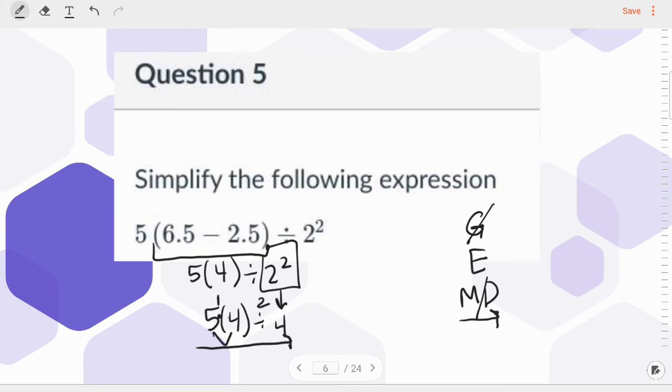So 5 times 4 is 20. Divided by 4, I'm going to bring that down. Now I'm going to do that division. 20 divided by 4 is 5. And that's my final answer for that.